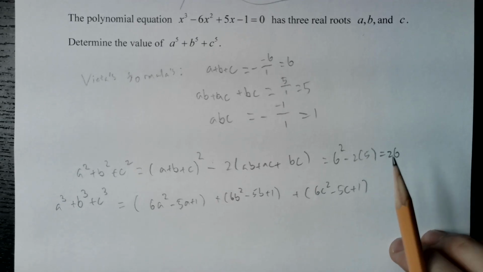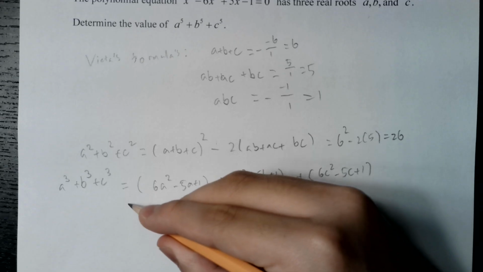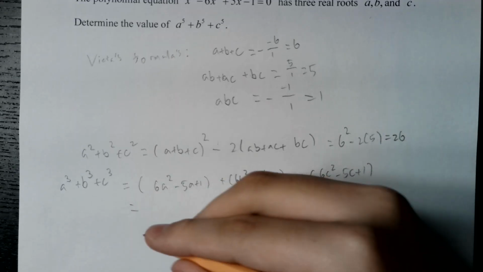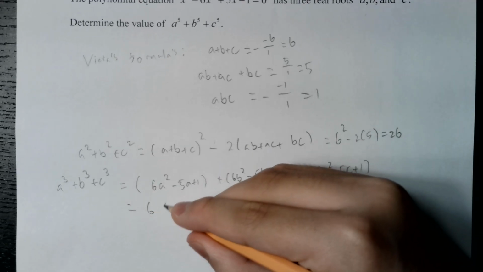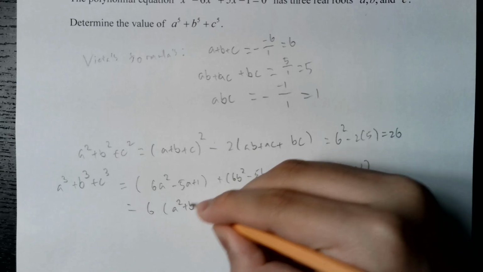So now we're going to simplify this: we're going to expand it and get rid of all of these brackets, and then we're going to add new ones to get this.